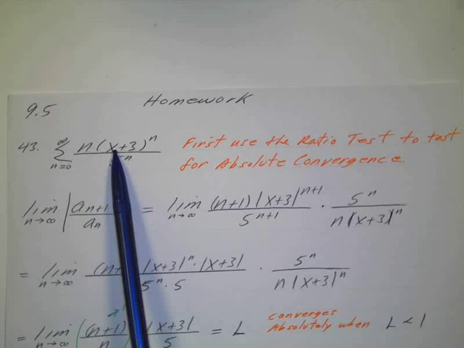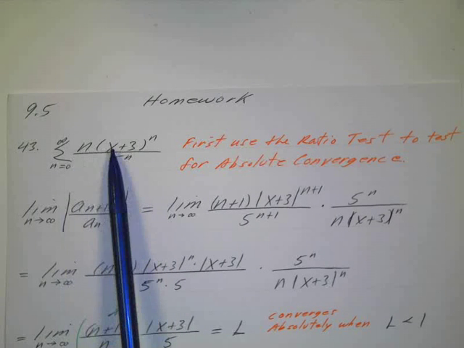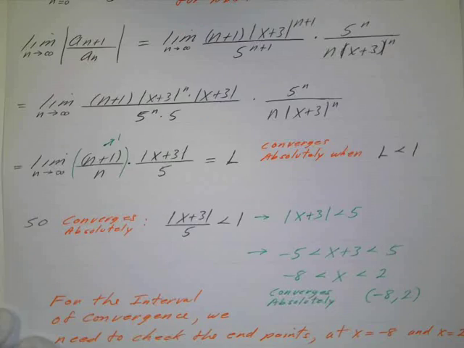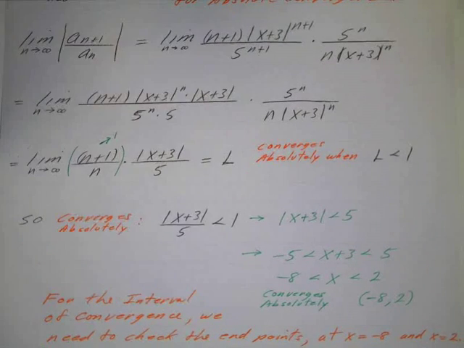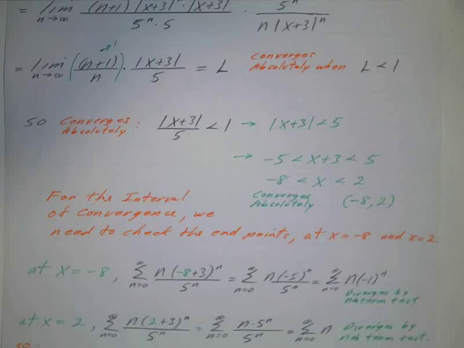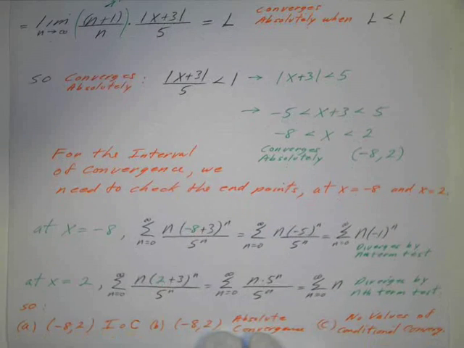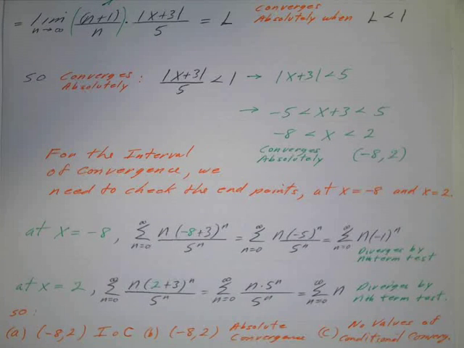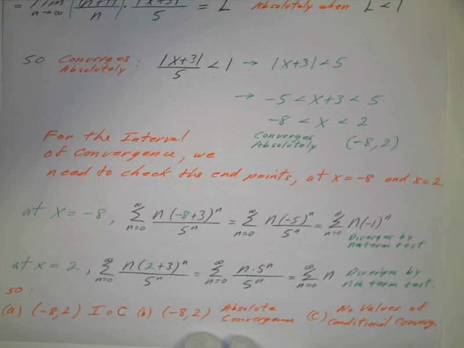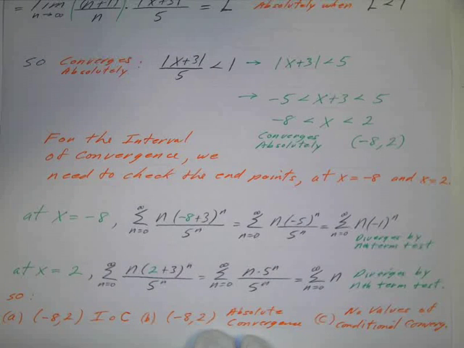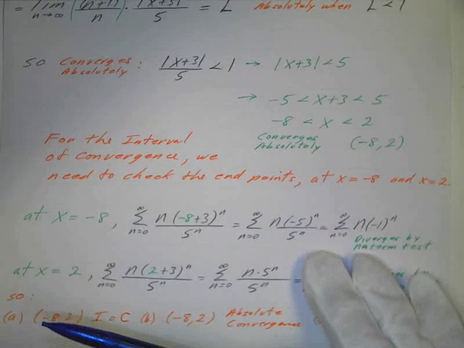I'm going to put negative 8 in here and see what kind of series I get, and I'll put 2 in here. So there's a series without x, and those are kind of like the problems we were doing earlier. And we know how to check those for convergence. And then we'll get some kind of conclusion here, all right? So we'll check the endpoints.